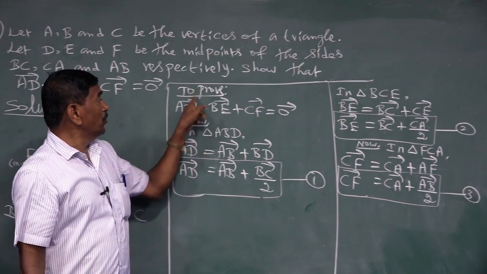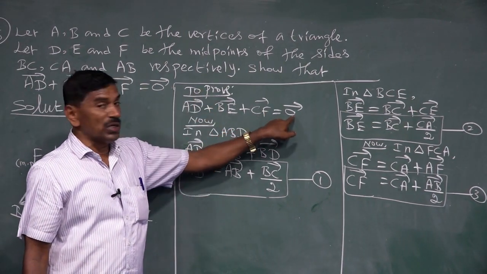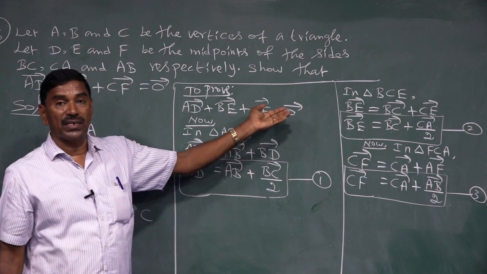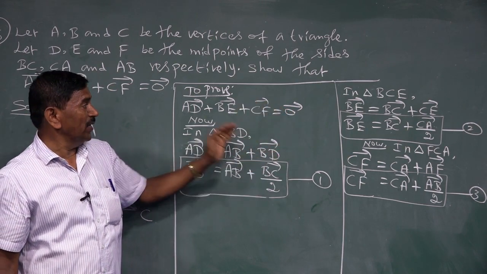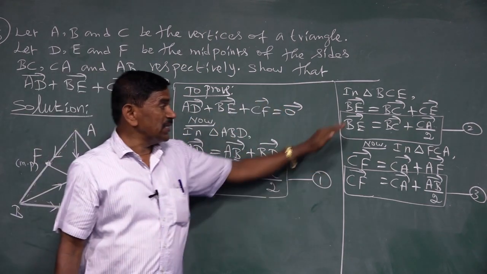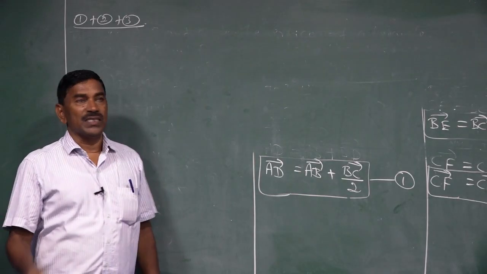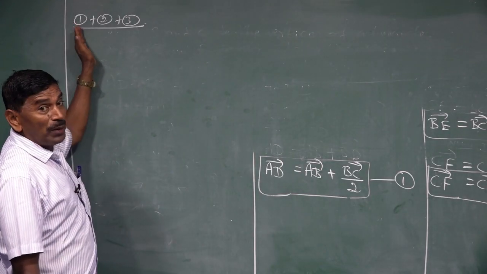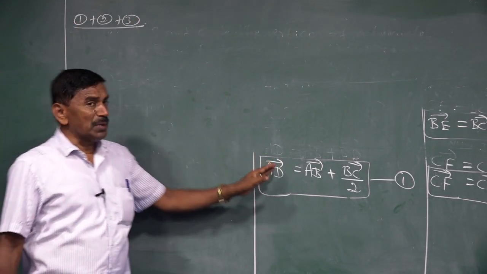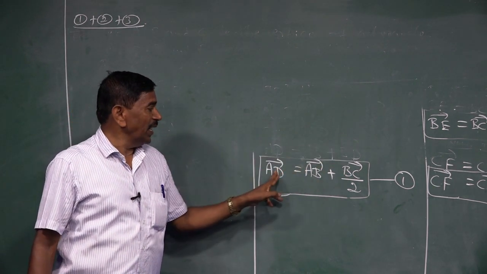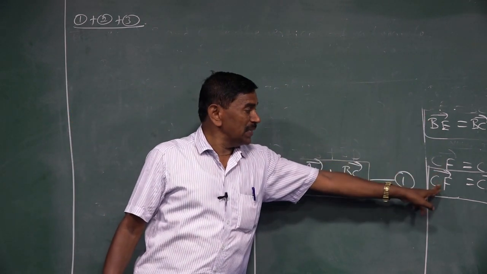Now, listen, we want to prove the sum of the 3 terms is equal to the 0 vector. Do I want to add or subtract? Yes, I want to add, which means equation 1 plus 2 plus 3. Adding 1 plus 2 plus 3, we get the sum of the LHS: AD vector plus BE vector plus CF vector.